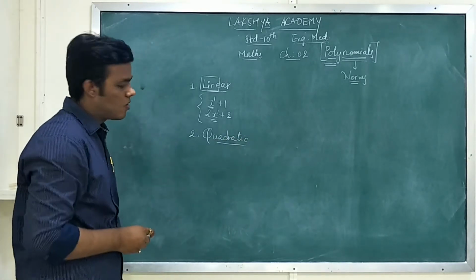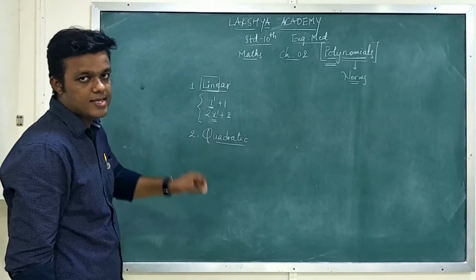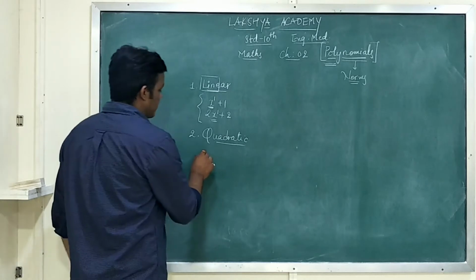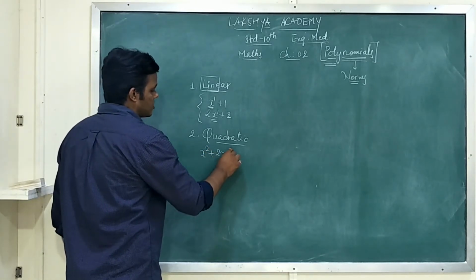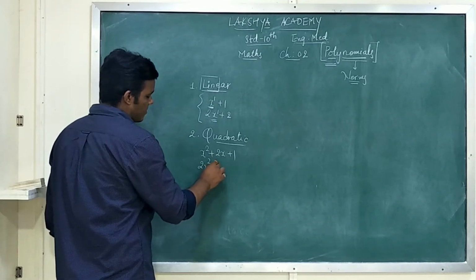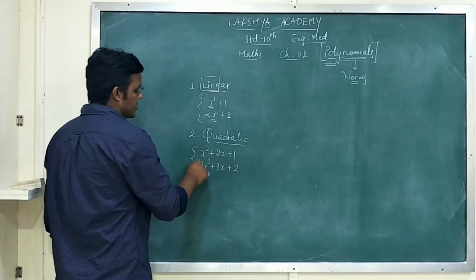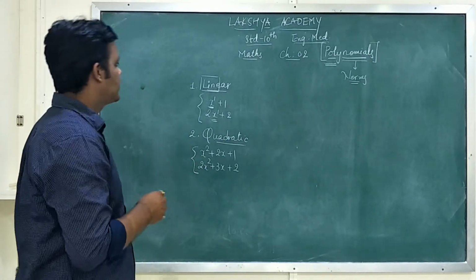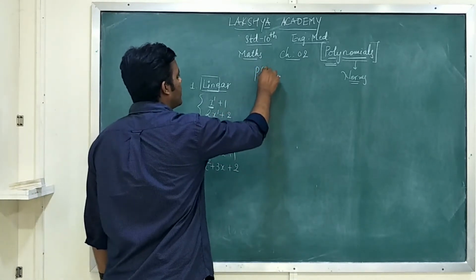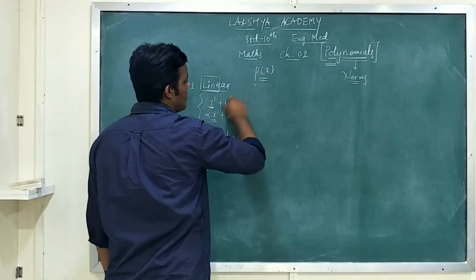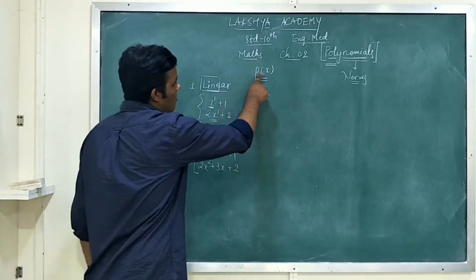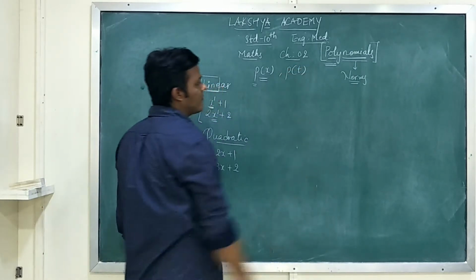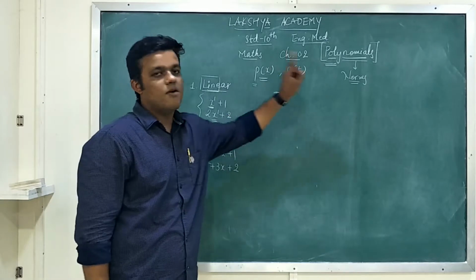Now the second category is quadratic polynomial. Quadratic polynomial is something which has the maximum power of x as 2. As for example, x square plus 2x plus 1 or 2x square plus 3x plus 2. These are the examples of quadratic polynomial. We will represent any polynomial with the help of p of x. Why p? P for polynomial. Polynomial of x. If the variable is t, then p of t. If the variable is y, then p of y.